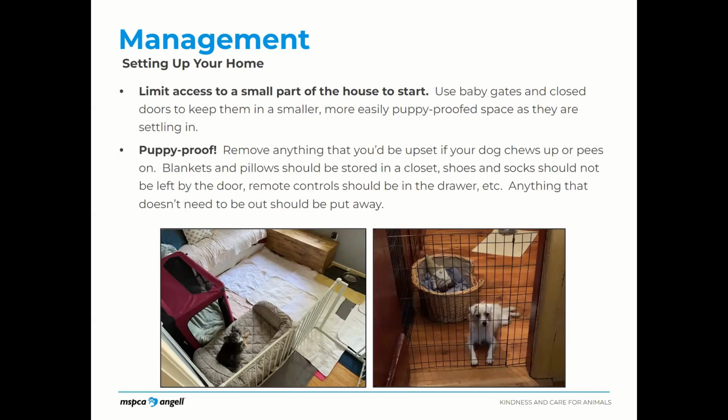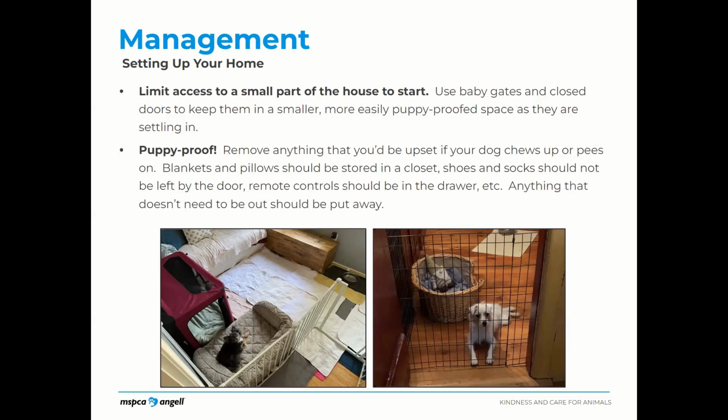The way that we do that is by using baby gates, closed doors, ex pens, to really confine them to a reasonably small space. We're not looking to put them in a closet under the stairs or anything like that. But you can see in both of these pictures are examples of dogs that have a reasonable living space but are confined by pens or gates. And in those spaces, they've been pretty well puppy proofed.